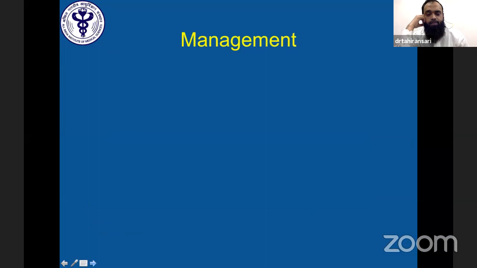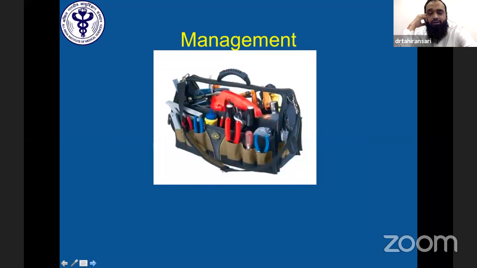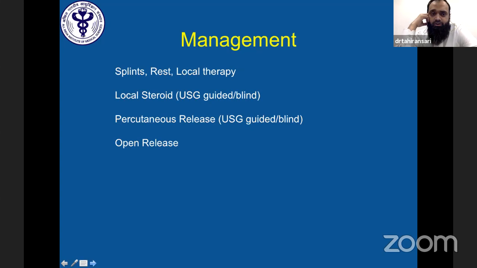Now, how to manage these trigger digits? We have different keys for different locks. And similarly, we cannot have one treatment for every digit. So we have to know different digits and should offer every kind of treatment to our patients. So we have splints, rest, local therapy, which comes under conservative treatment. Then local steroid injections, which may be USG guided or blind. That is what we usually do nowadays, USG guided. And we can do percutaneous release, which can be USG guided or blind, or we can do open release. So these are the options which are available to us.